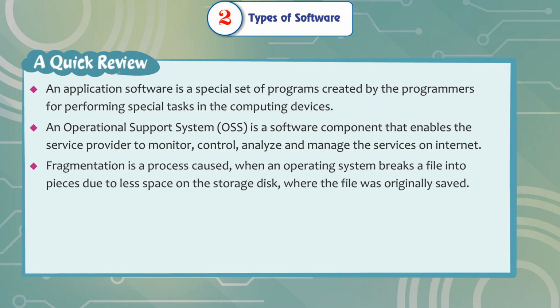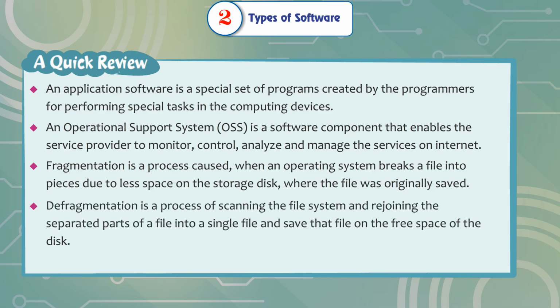Fragmentation is a process caused when an operating system breaks a file into pieces due to less space on the storage disk where the file was originally saved. Defragmentation is a process of scanning the file system and rejoining the separated parts of a file into a single file and saving that file on the free space of the disk.